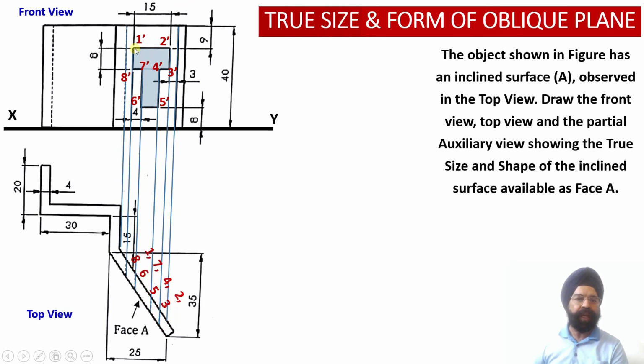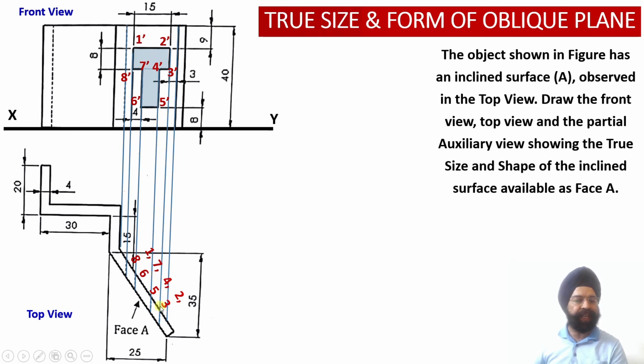We can check points 1 and 8 will be projected at this particular point. Similarly points 7 and 6 will be projected here. Then the third projection will correspond to points 4 dash and 5 dash. So points 4 and 5 will be projected at this position in the top view. Similarly the projectors corresponding to the points 2 dash and 3 dash will be available at this particular position.